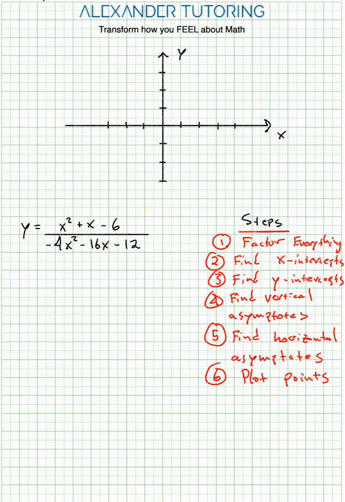Let's factor as much as humanly possible. So the top is a basic quadratic. So we want to think of two numbers that add to get the middle term, which is 1 in this case, and multiply to get the c term, which is -6. So we can see that 3 and -2 do the trick because 3 minus 2 is 1, and 3 times -2 is -6.